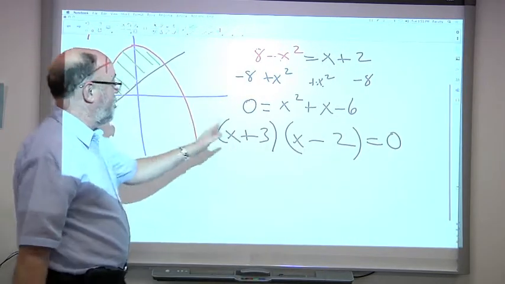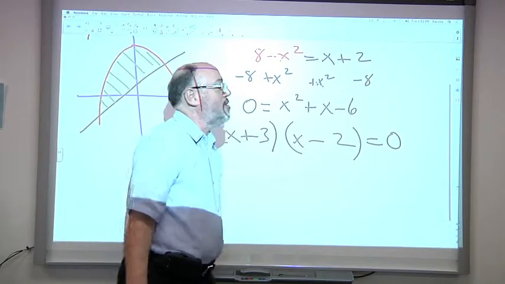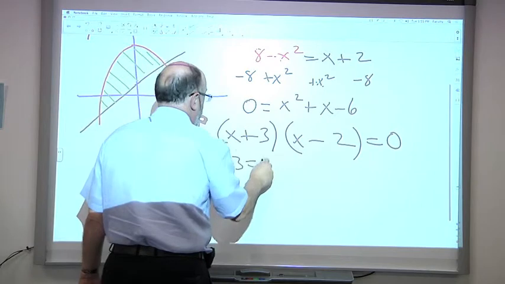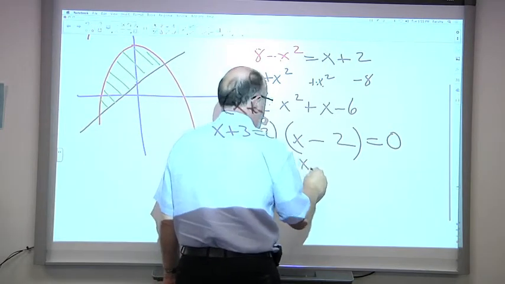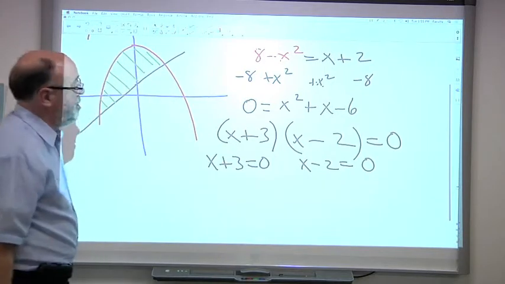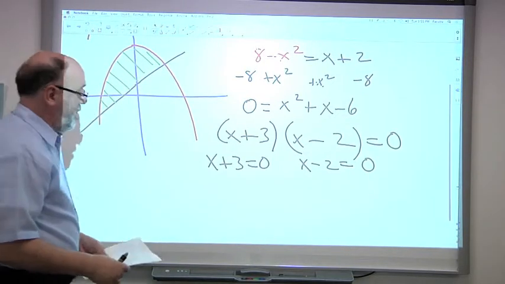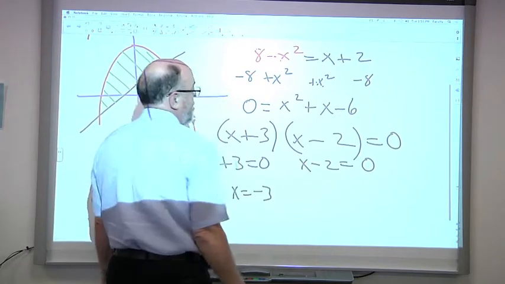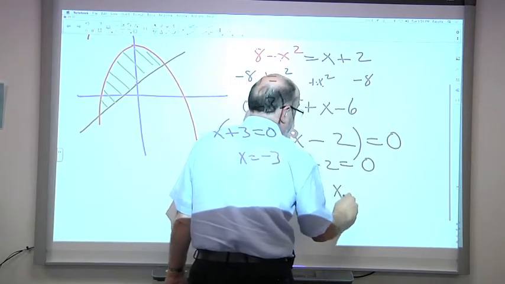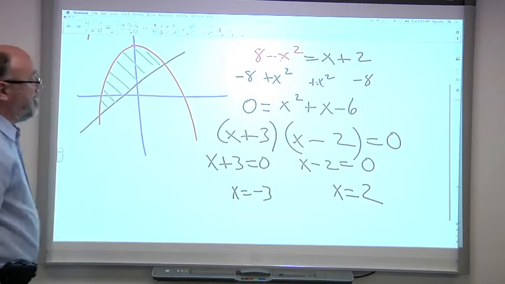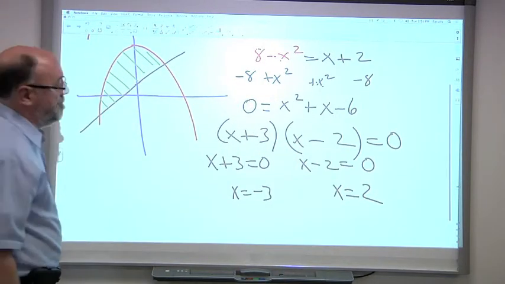So this says that this times this gives you 0, which means either x plus 3 has to equal 0, or x minus 2 has to equal 0. So we can solve each one of those for x. So this one will give me x equals minus 3. And this will give me x equals 2. So now we know we're going to integrate from -3 to 2.